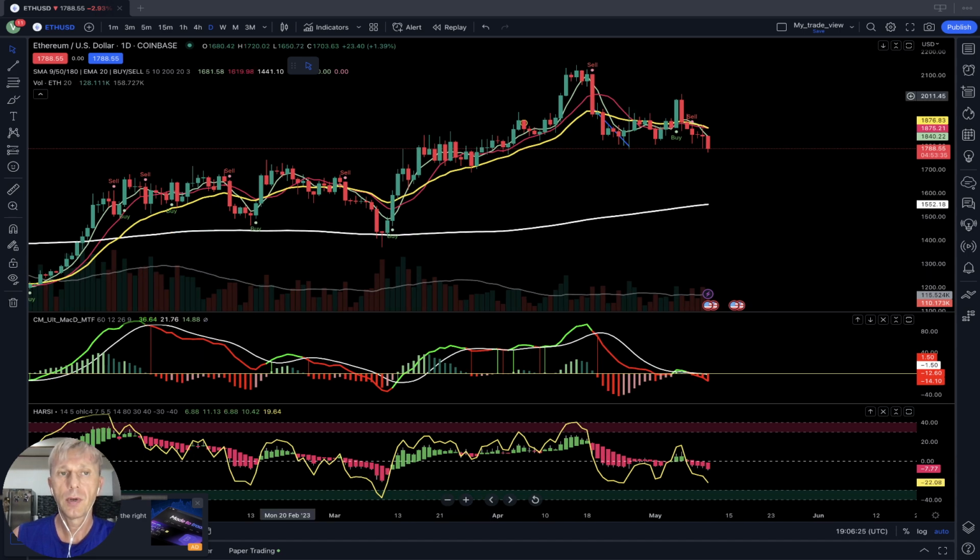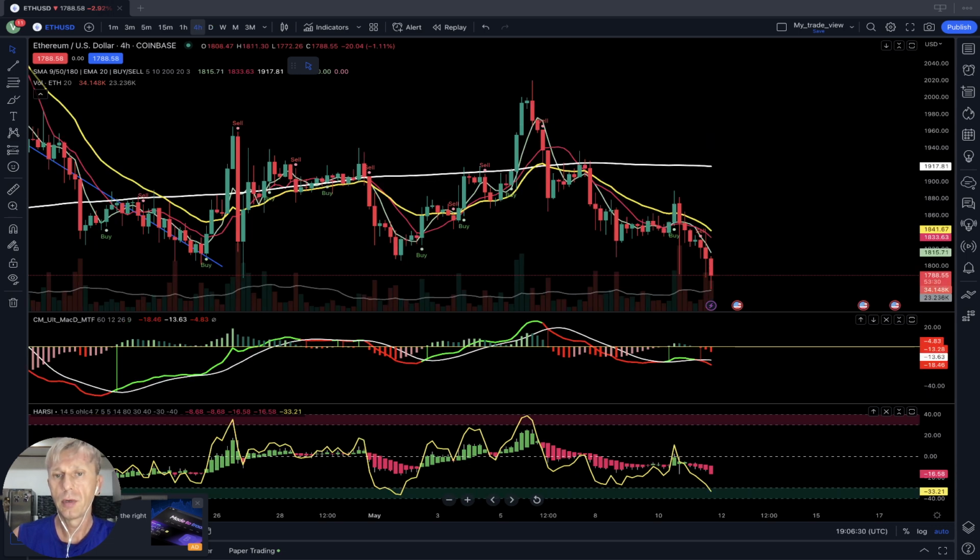4 hours time frame, similar. All moving averages below 200, bearish trend, MACD bearish, RSI, Fibonacci, all RSI in the oversold territory, minus 35. Bearish trend direction on 4 hours time frame for Ethereum.